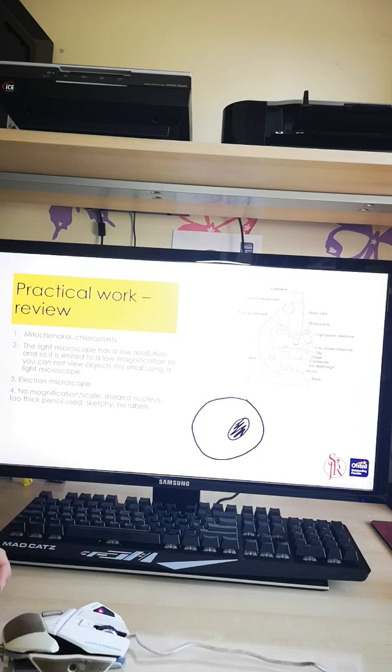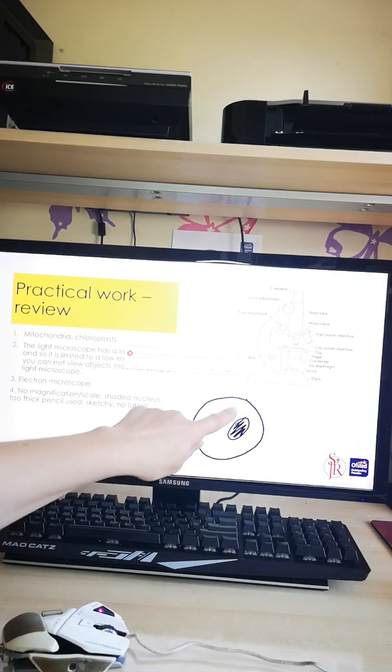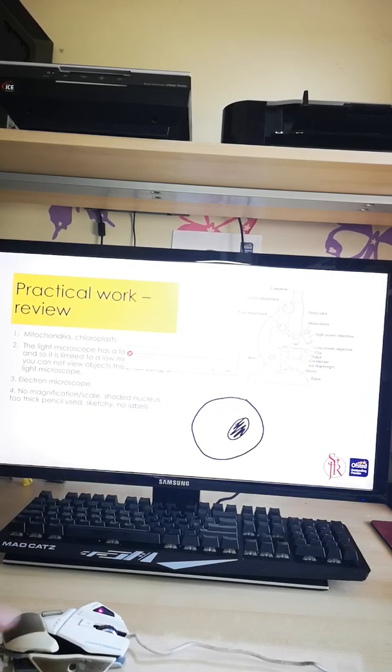So what's wrong with this diagram? Lots. There was no scale or magnification on the diagram. I shaded the nucleus, which is a big no-no, isn't it? We don't shade. The size of the pencil I used to draw that diagram, my word, those are thick lines, so that's no good. It's a bit sketchy. So you can see here, it's a little bit sketchy.